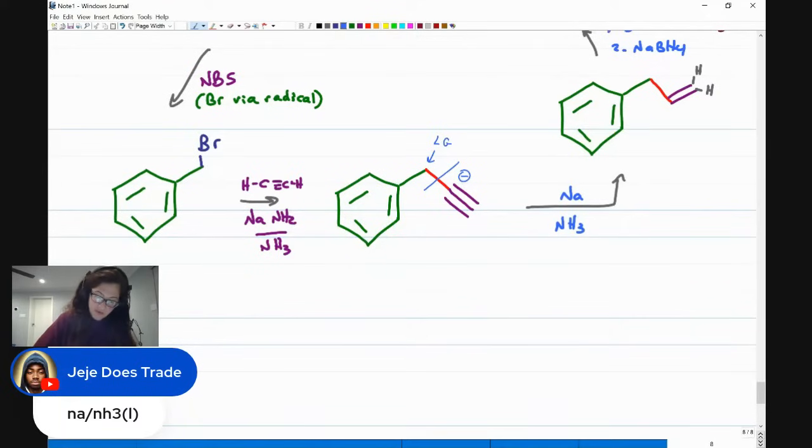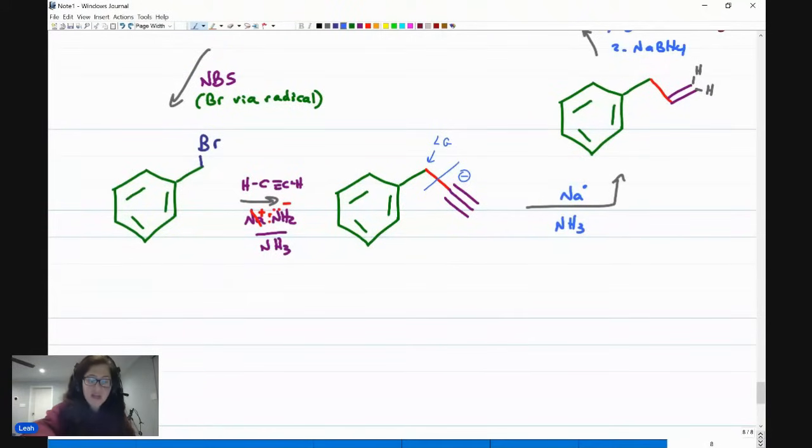And I want to make sure we clarify the difference. This right here is an Na positive spectator, does nothing except balances charge. NH2 minus is the strong reactive base that deprotonates the alkyne. Here, the Na is not a positive spectator. It's a neutral, very reactive, strong radical, and this is a radical mechanism, or the way to get there is through a radical mechanism. Very reactive radical, spectator ion does nothing. All right, so let me know if that clarifies and if there's any questions there.